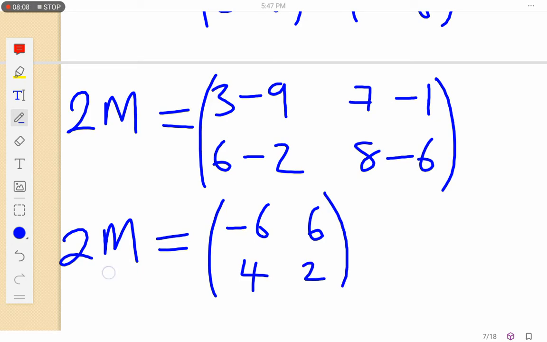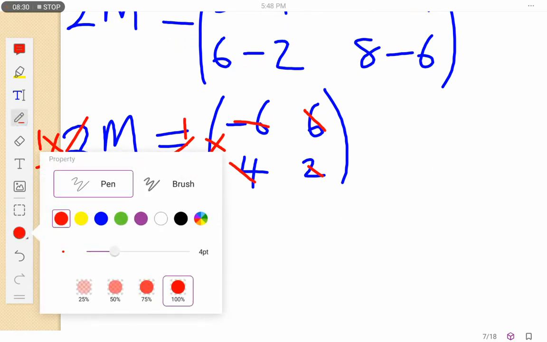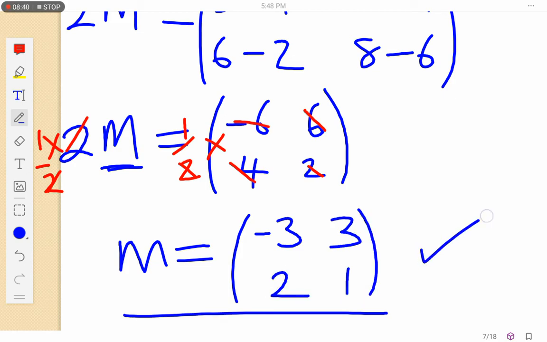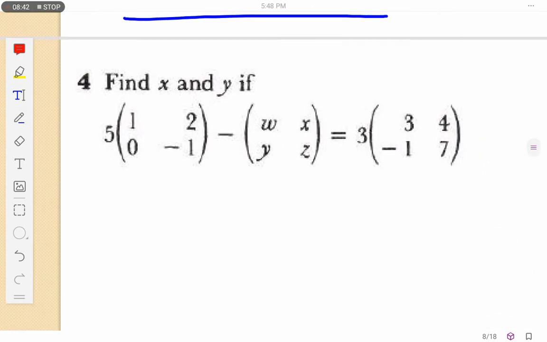Okay, like that. Then to get our m, we can multiply with half. Let's multiply with 1/2, with 1/2 this side also, so that 2 and 2 this side cancel off each other. Then 2 will go into minus 6, will go into 6, 4, and 2, like that. Let's do that. So we will have our m as minus 3, 3, 2, and 1. Okay, so this is the value of our m. Let's go to the next question.